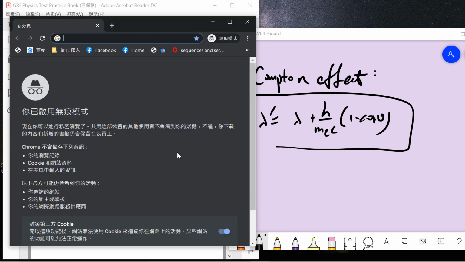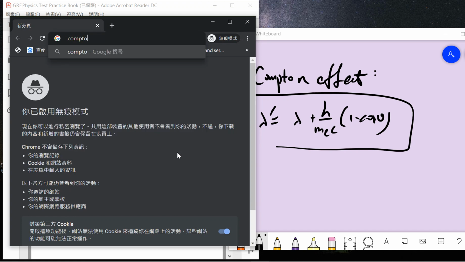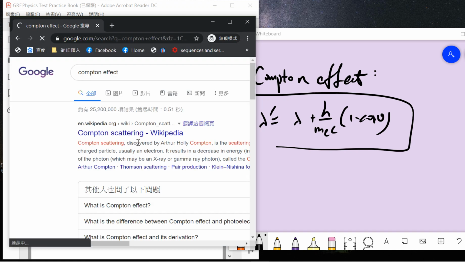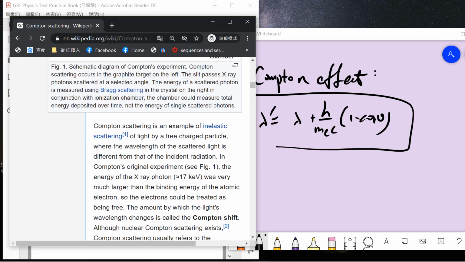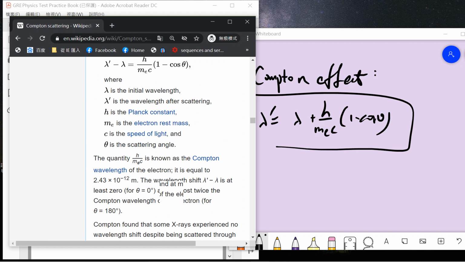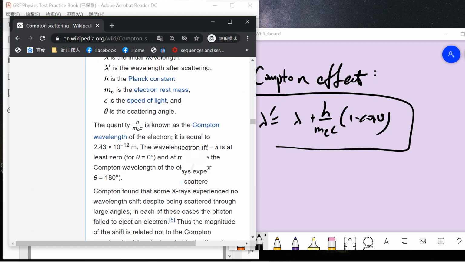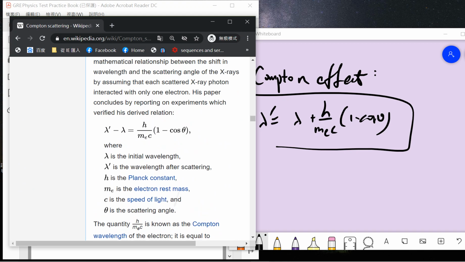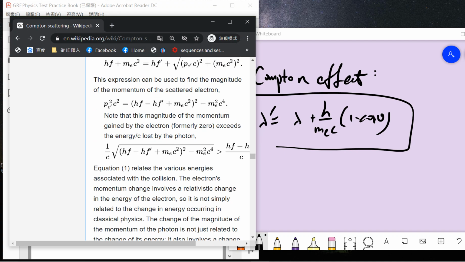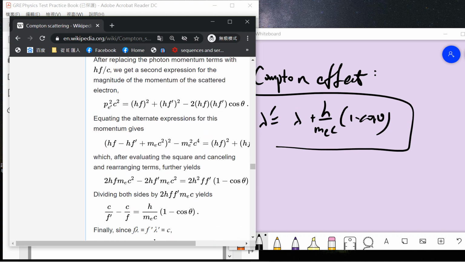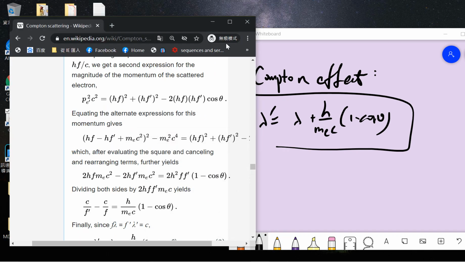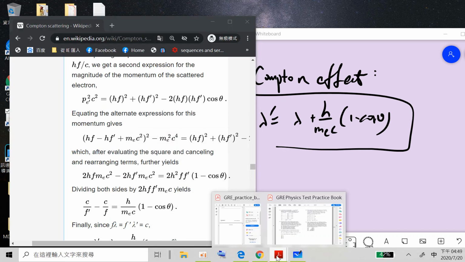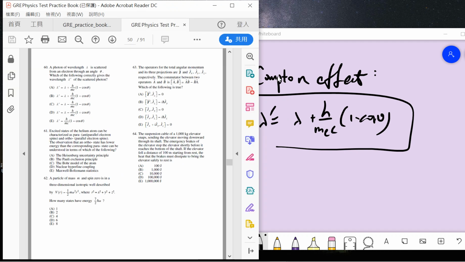So basically, you can go to Google Compton effect. I will leave the Wikipedia link below that. They changed the diagram. There's a proof for this. Basically, you use special relativity and momentum and energy conservation so that you can prove this. So number 60, you need to remember.